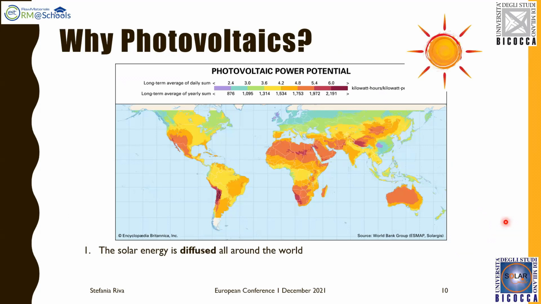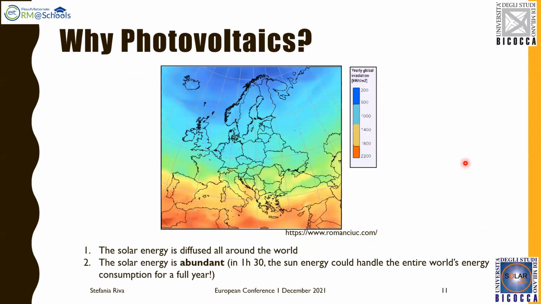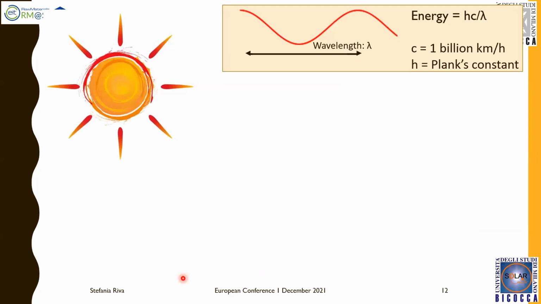And why photovoltaics? As you can see, in order to produce electricity, there is the need of a source. In our case, the source is the sun that is diffused all around the world. And the second motivation why photovoltaics works is that the solar energy is abundant, and in fact, we can say that in 1 hour and 30 minutes, the sun's energy could handle the entire world's energy consumption for a full year.